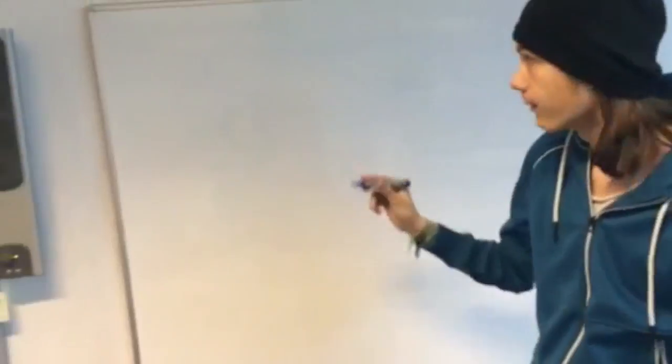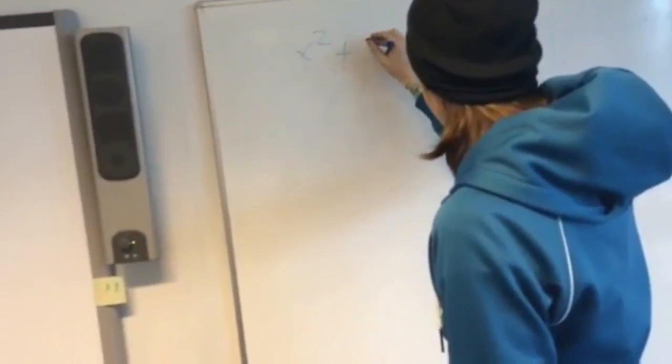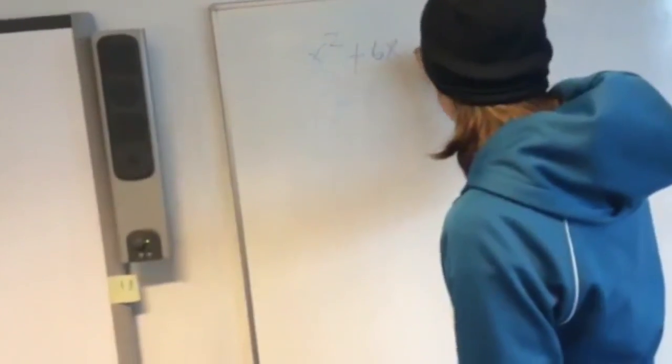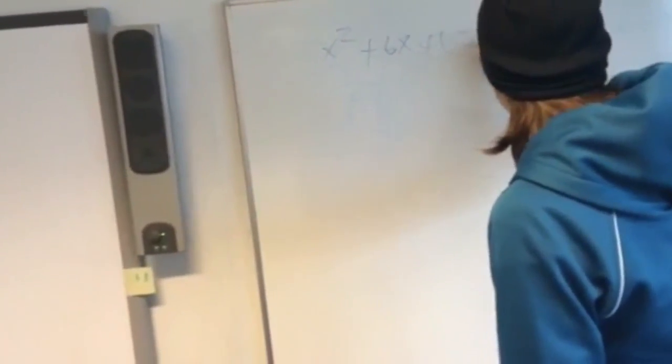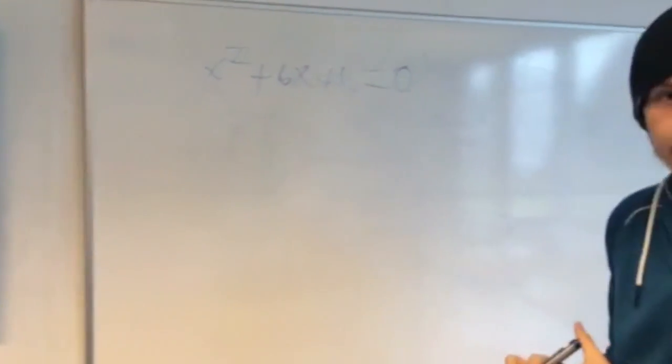Quadratic equation. We're going to start it out by writing a formula that we can work with. So therefore that's going to be x² + bx + c = 0. Then we're going to make this easier to solve.